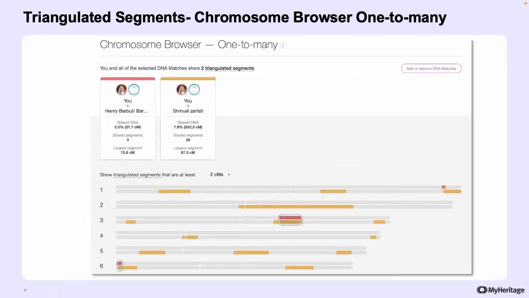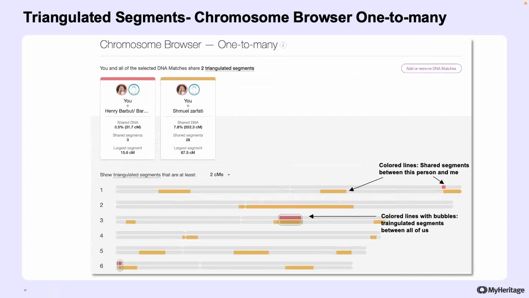So how does it work? Let's look at that. For example, in the chromosome browser tool, I added matches, Henry and Shmuel. Now this is how it looks. Each one of the lines represents one of the 22 autosomal chromosomes. The colored line, what you see in orange or red, represents the shared segment between this person and me. This is a shared segment between two people, me and another one.